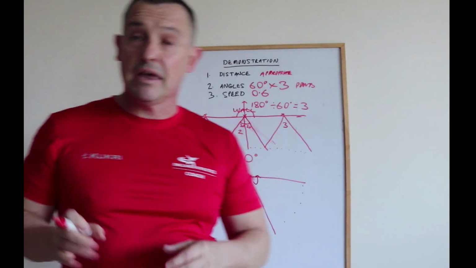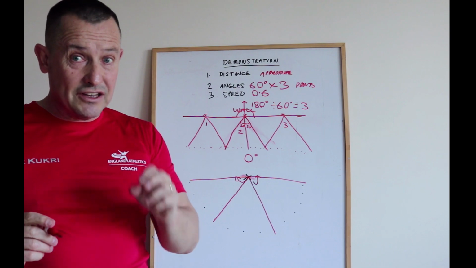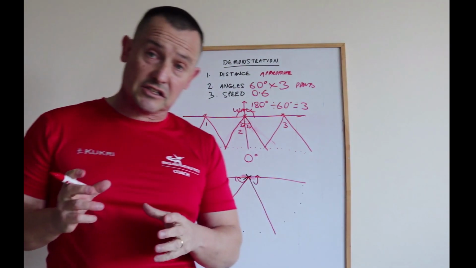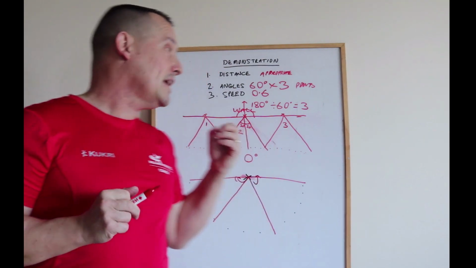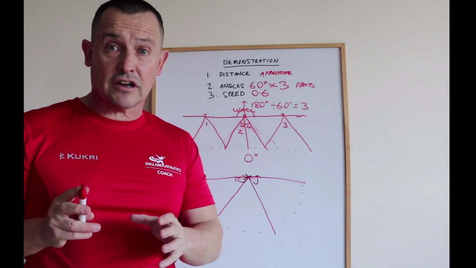Now, what's that mean? That's how long it takes you to think about it. That's what it means. If my demo is quicker than 0.6 of a second, you have virtually no chance of copying it. If, however, my demonstration takes longer than 0.6 of a second, you have every chance of copying it.